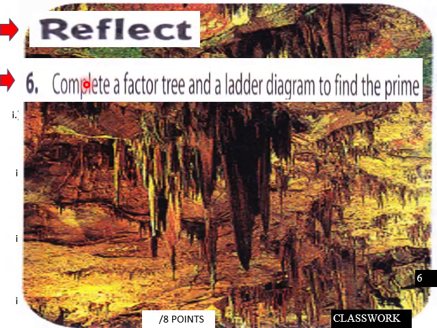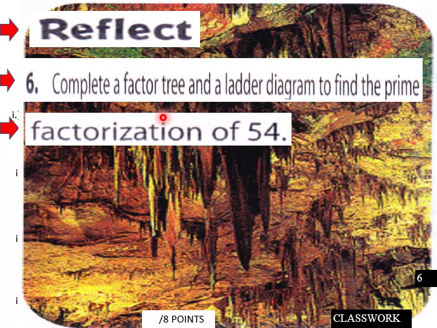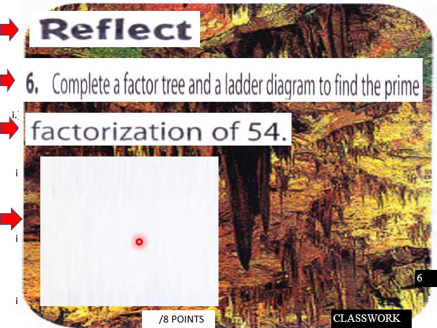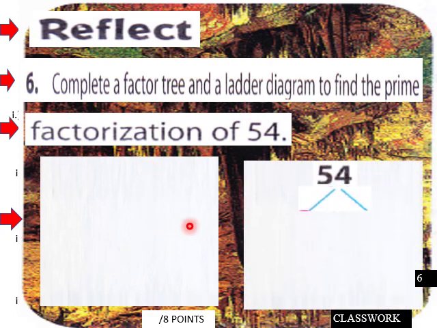Okay, we're going to reflect a little bit about what we've done. Reflect number 6. Complete a factor tree and a ladder diagram to find the prime factorization of 54. How do we do that? We're going to use a factor tree and a ladder diagram to find that.